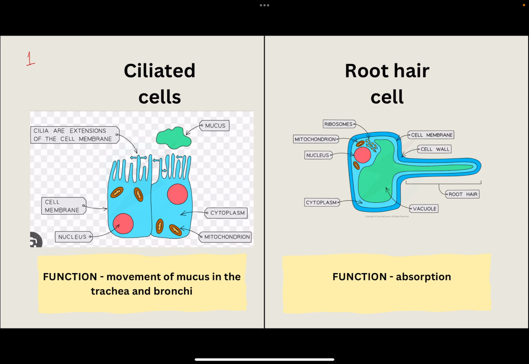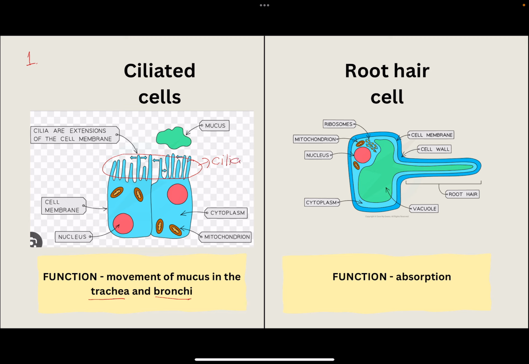Now, number one, here we have a ciliated cell. Where is the ciliated cell located? It's located in your trachea and your bronchi. What really happens in these cells is that you have this long hair-like extension known as cilia.